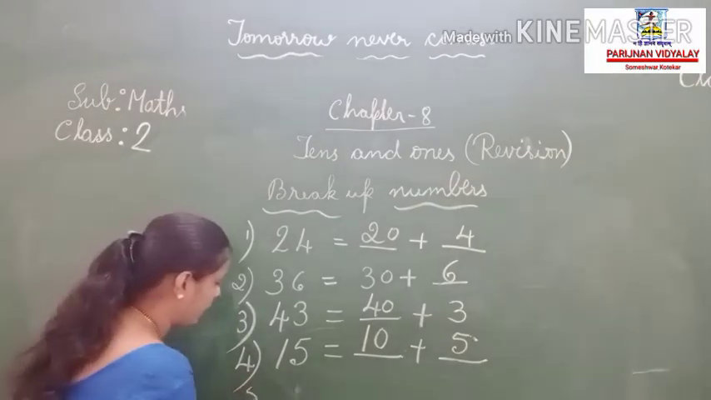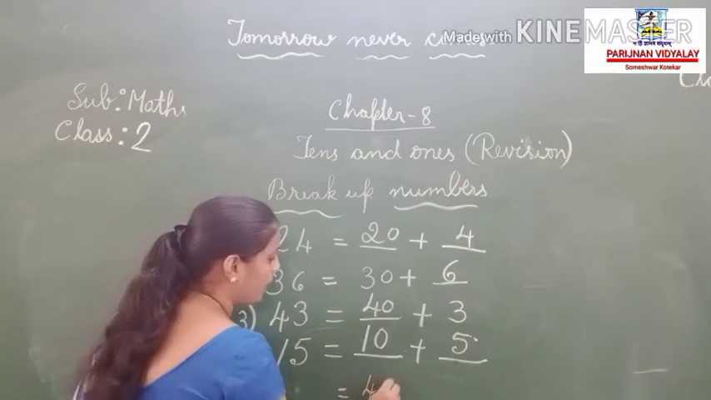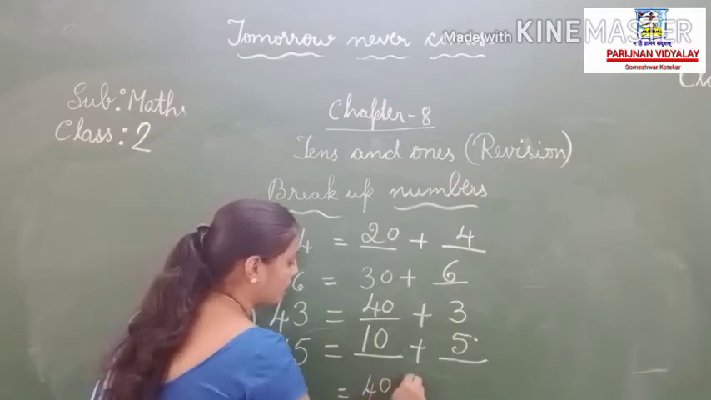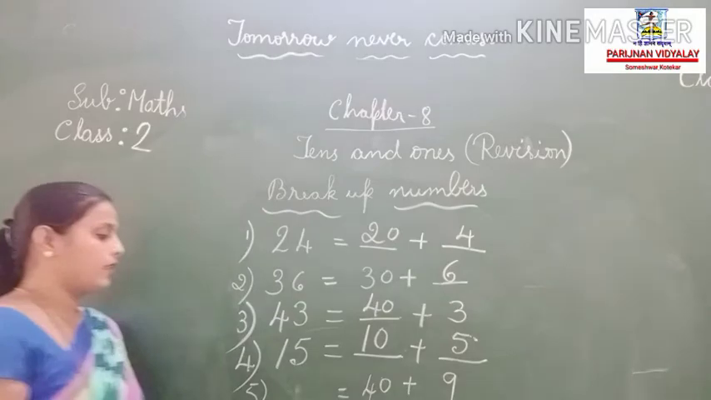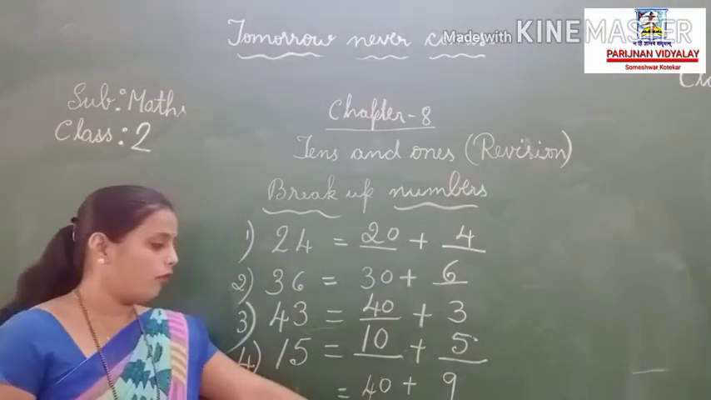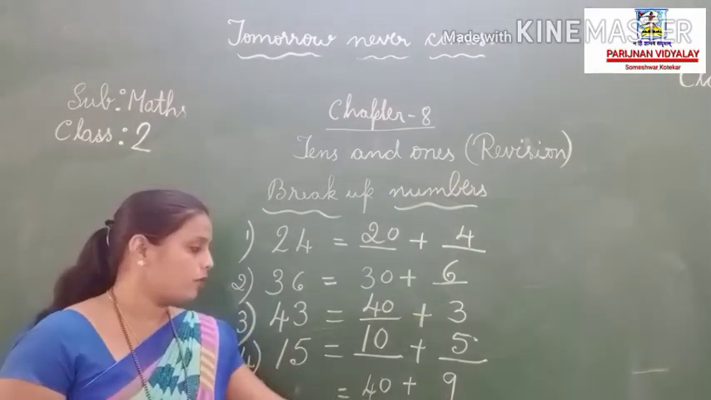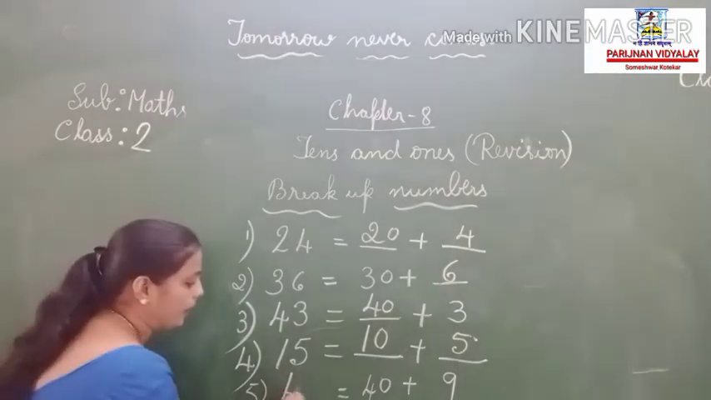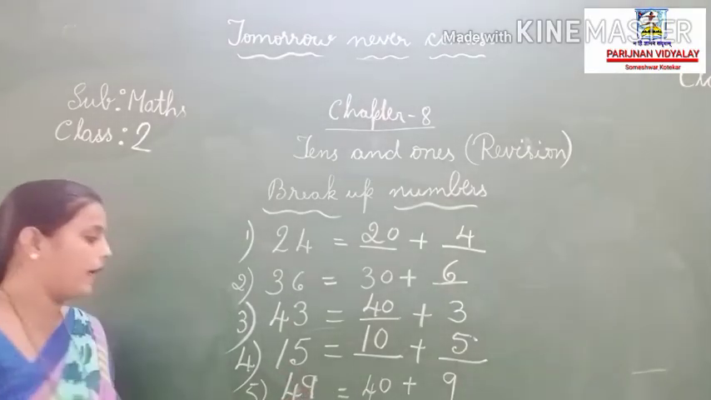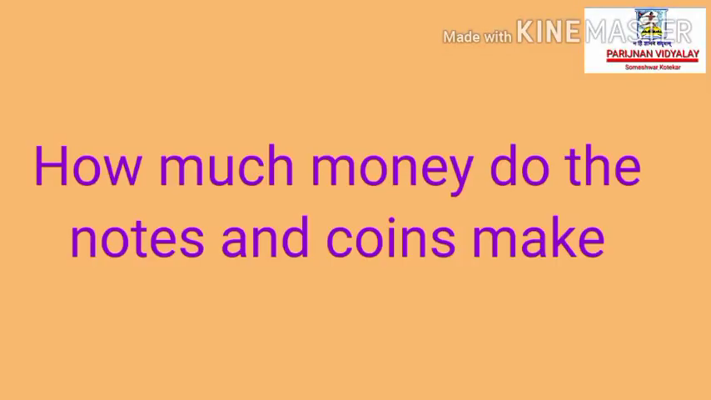The next number is dash is equal to 40 plus 9. Tell me, dash is equal to 40 plus 9. 40 means 4 tens plus 9 means 9 ones, right? So 40 plus 9, 49. 40 plus 9 makes 49. Now let us see how much money do the notes and coins make.